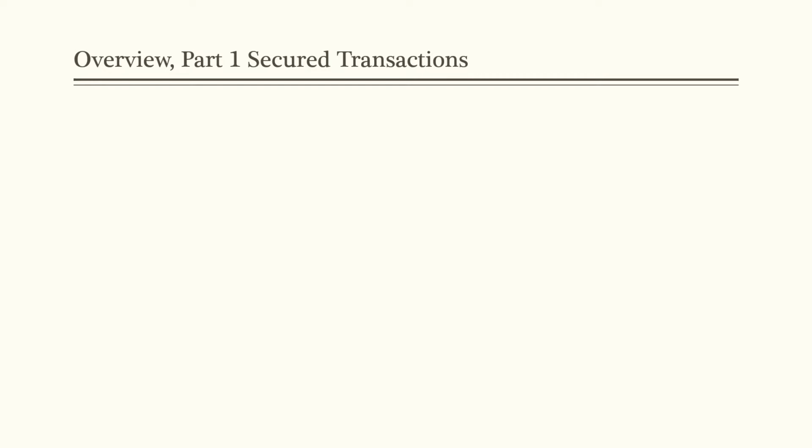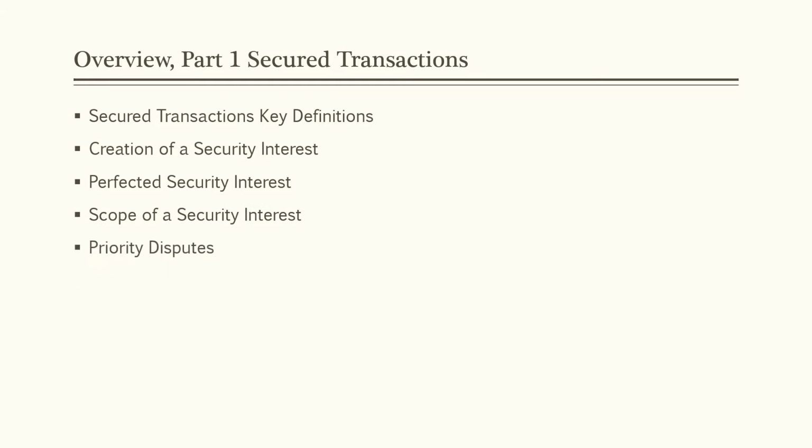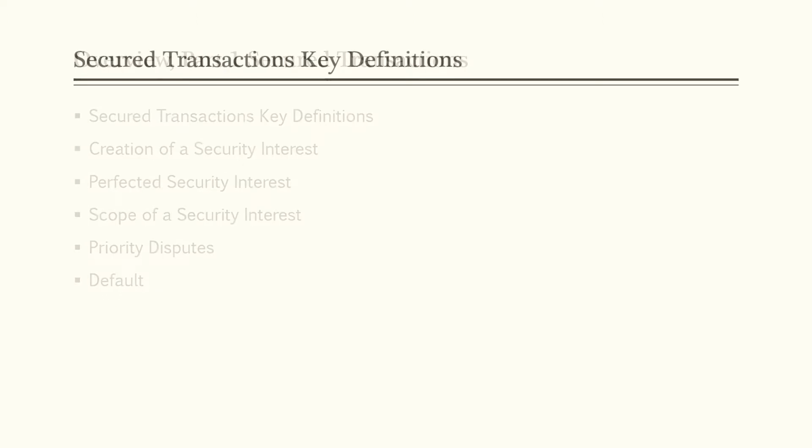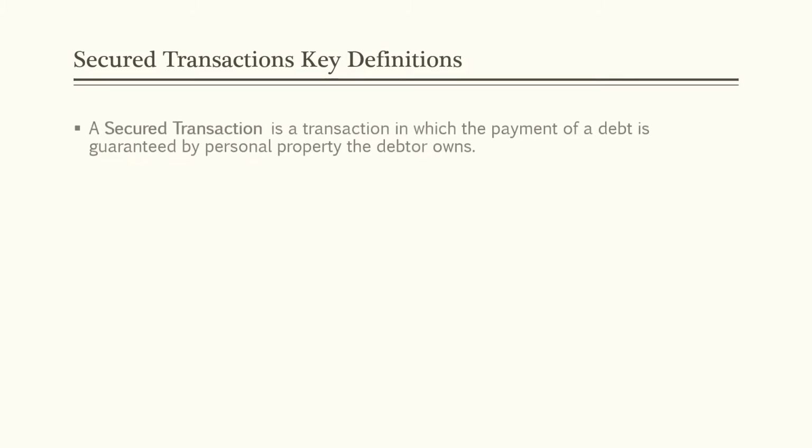in your textbook. On Part 1, Secured Transactions, we will discuss secured transactions and their key definitions, the creation of a security interest, what perfected security interests are, the scope of a security interest, priority disputes between security interest levels, and default. The first topic we're going to cover are key definitions related to secured transactions.